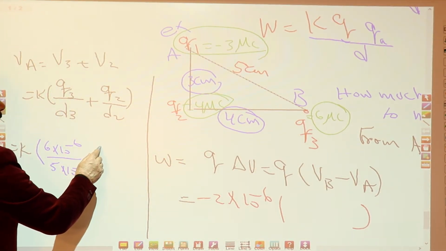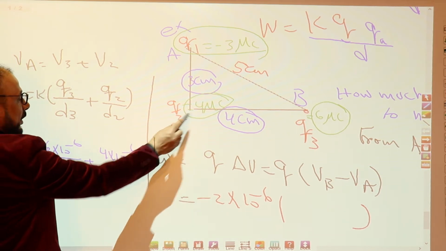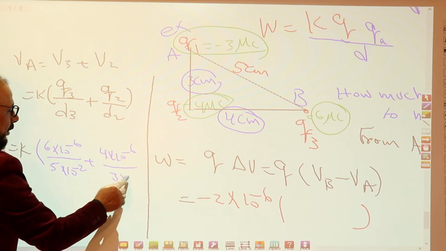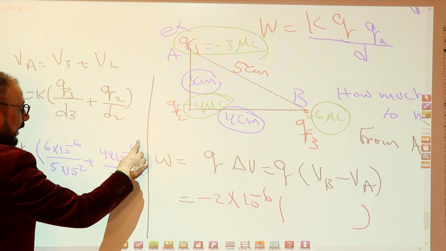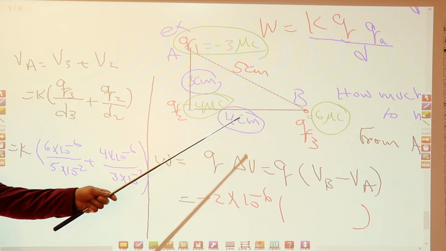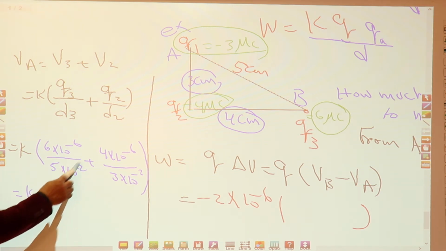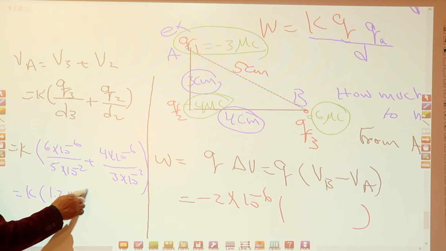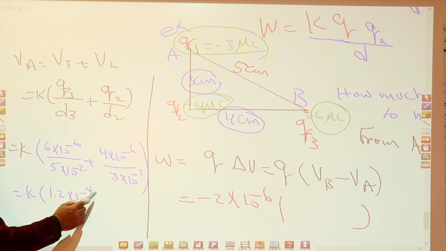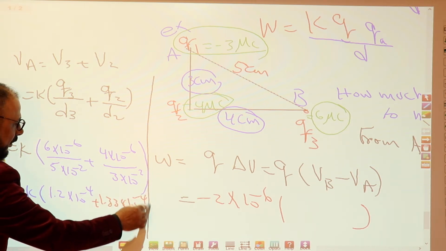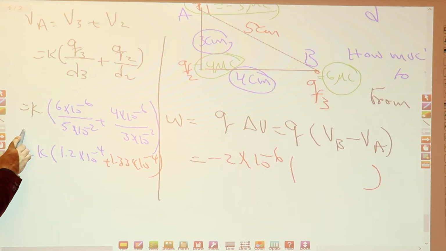Now, Q2 is 4 times 10 to the negative 6. I'm copying my numbers here. And from this guy, 3 times 10 to the negative 2. Why negative 2, guys, again? Because we talk about centimeters. Now, if you use your calculator, leave K, 6 over 5 is 1.2 times 10 to the negative 4, and 4 over 3 is about 1.333 times 10 to the negative 4. You see, guys? Just calculate numbers.